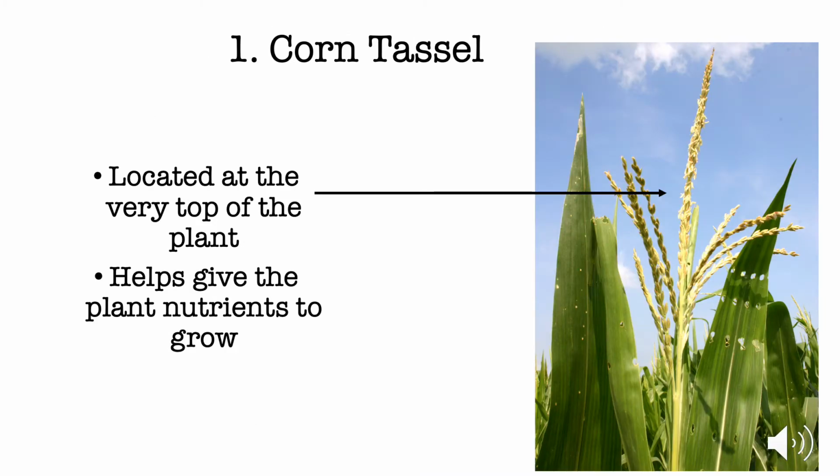The corn tassel is located at the very top of the plant. The tassel of corn is a very important part of the corn's growing process because it feeds the corn plant nutrients as it grows.